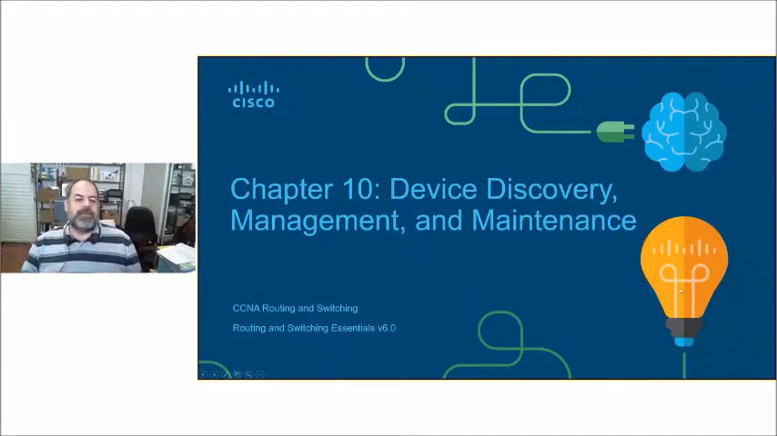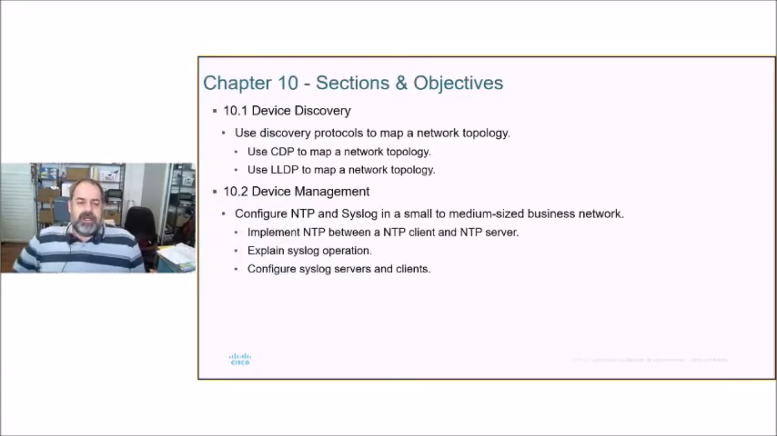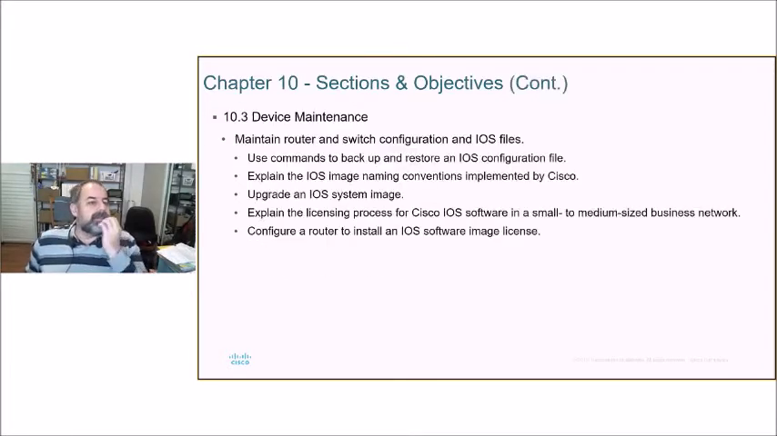Okay, so we're up to the last chapter, chapter 10 of Routing and Switching Essentials. It's about device discovery, management and maintenance. When it comes to discovery, there's CDP and LLDP we'll talk about. With device management, we'll talk about NTP for time synchronization, syslog for remote console messages, certainly useful for managing devices. And then maintenance, we'll talk about backing up IOS files as well as configuration files, and some of the licensing that goes with Cisco IOS these days.